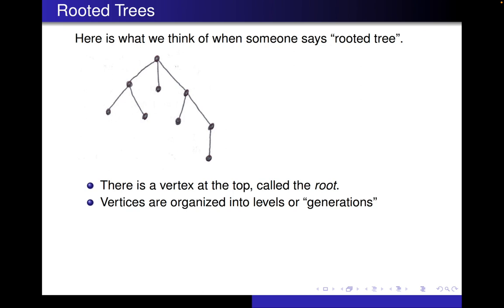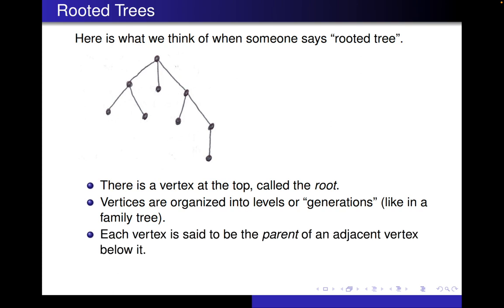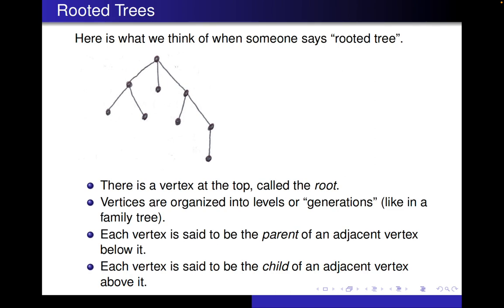We can think of those as generations if we're thinking about a family tree type of situation. Each vertex is said to be the parent of an adjacent vertex that is below it, and each vertex is said to be the child of an adjacent vertex above it, but of course the root at the top cannot be the child of anyone.